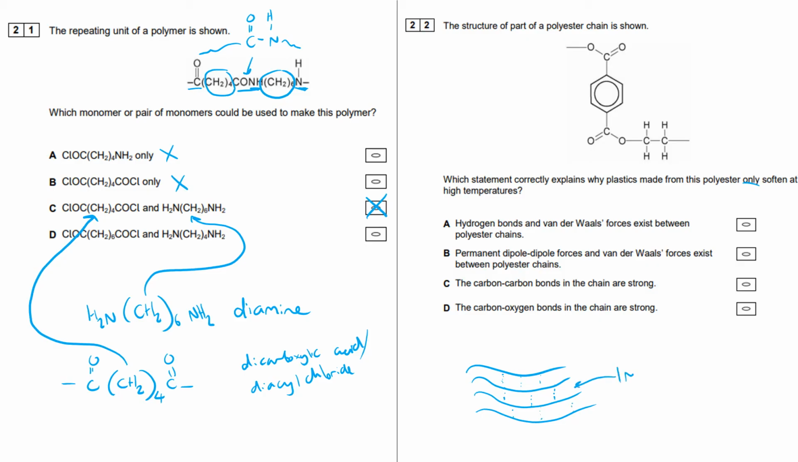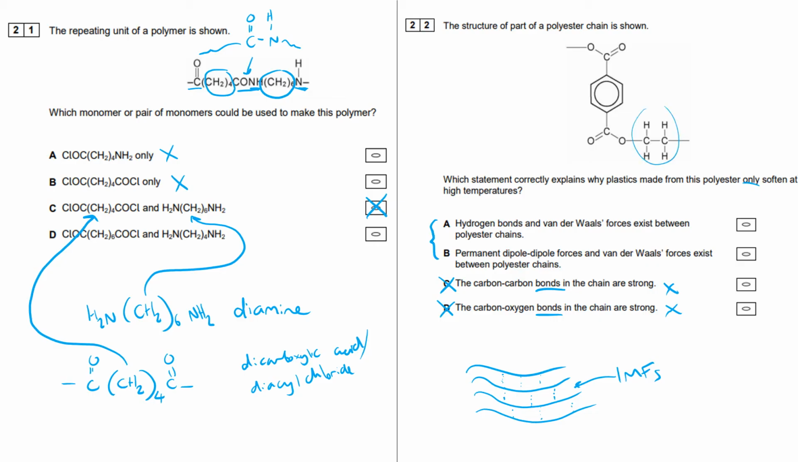So therefore we're looking at the intermolecular forces present between molecules or chains of this polymer at the top. So reading through the statements, C and D would not be correct. We're not breaking bonds in the chain. So therefore, is it hydrogen bonds and van der Waals forces, or dipole-dipole forces and van der Waals forces? So essentially this question is saying, what are the strongest intermolecular forces between the chain?